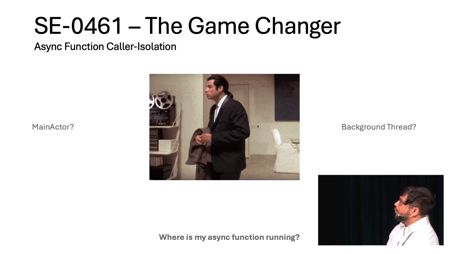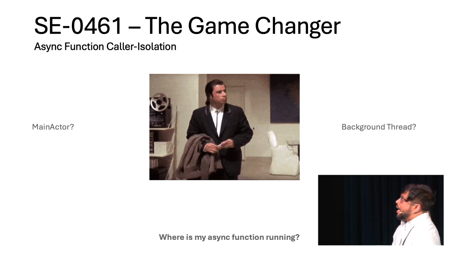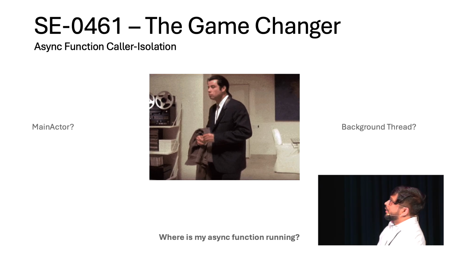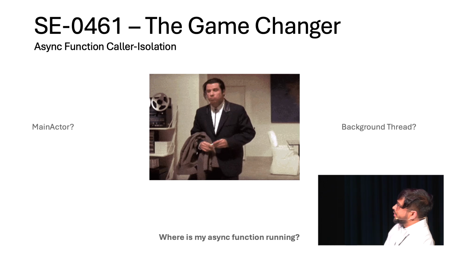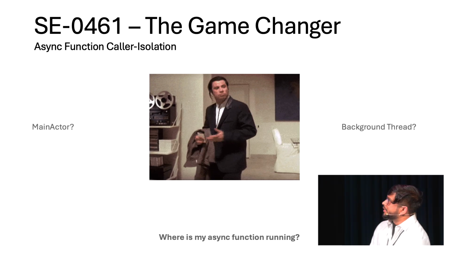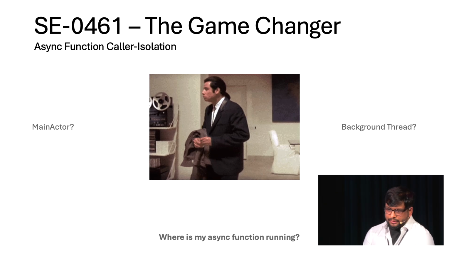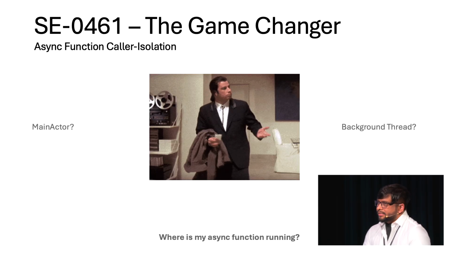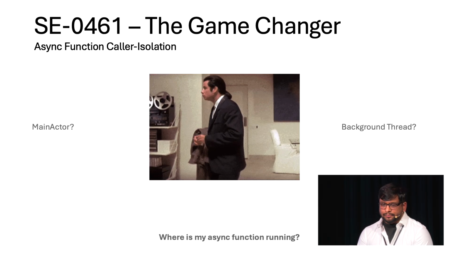Now let's talk about another proposal, SE-0461, async function caller isolation. It's a game changer in the Swift 6.2 approachable concurrency. It fundamentally changes how async functions work.